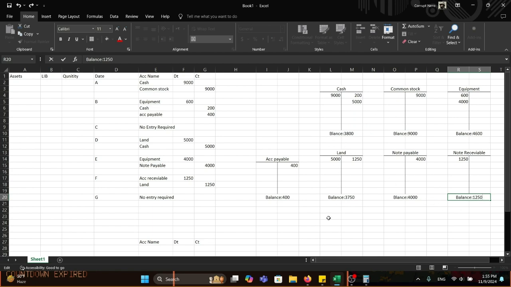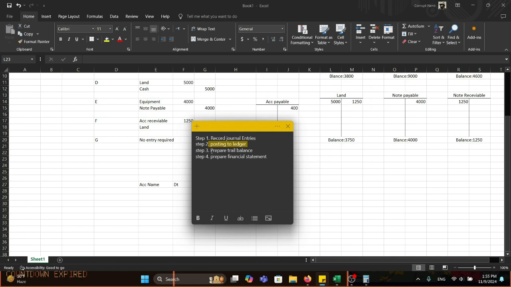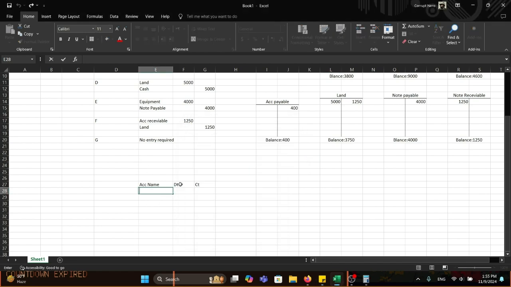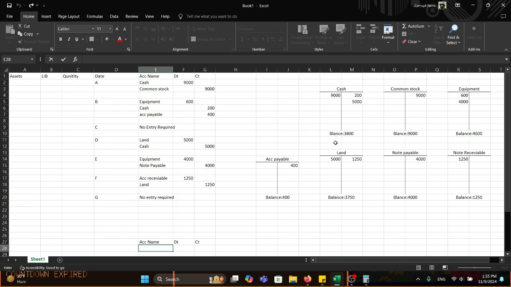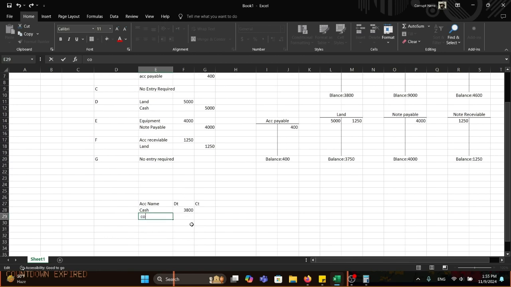So this is it. Now we're gonna go for the third step, prepare trial balance. How do we prepare a trial balance, you're gonna ask? This one is pretty easy. You just write the balances down. So you just write the cash on like which is debit or credit. We have it on like 3,800, and we have common stock.